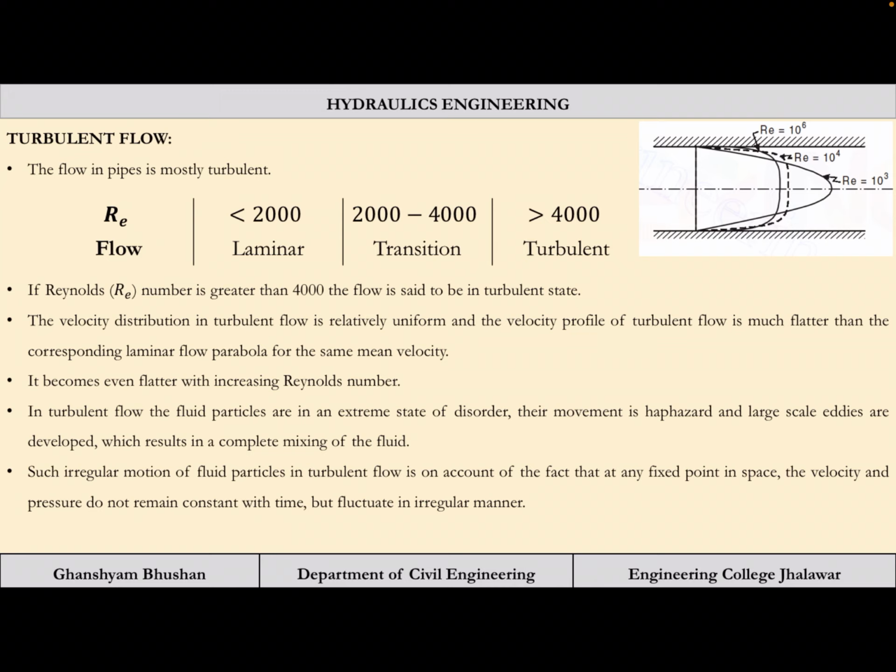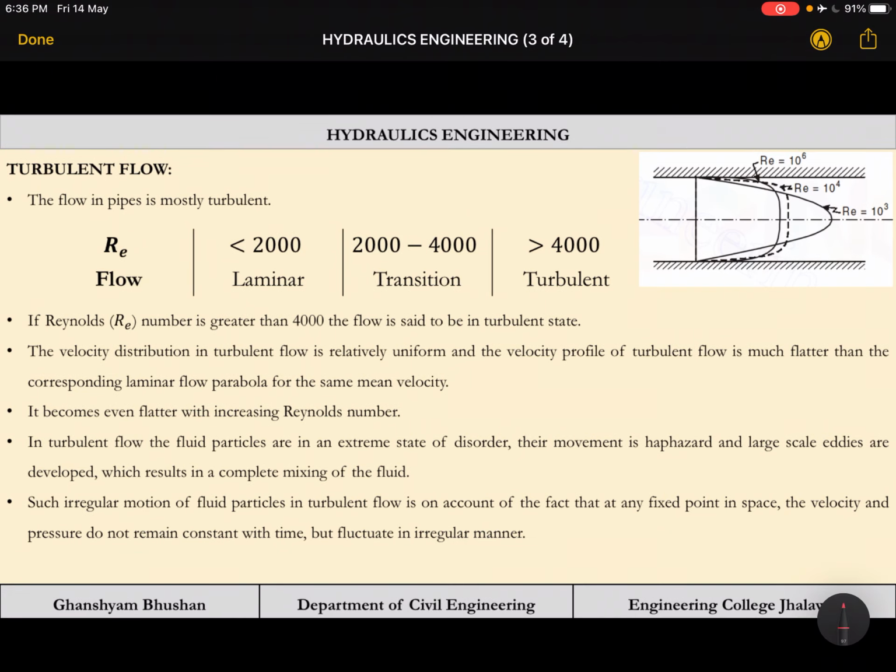In laminar flow there was no intermixing, so every layer was independent of the others. But in turbulent flow, intermixing is allowed, so there is an exchange of momentum between the particles. That is why they have almost the same velocity. You can see this is your turbulent flow curve, and this is your laminar flow curve.